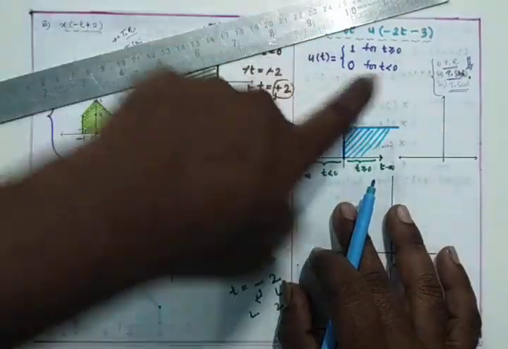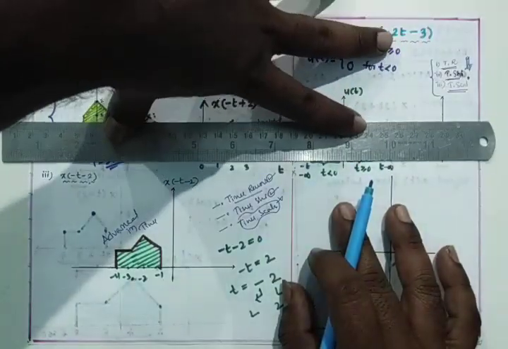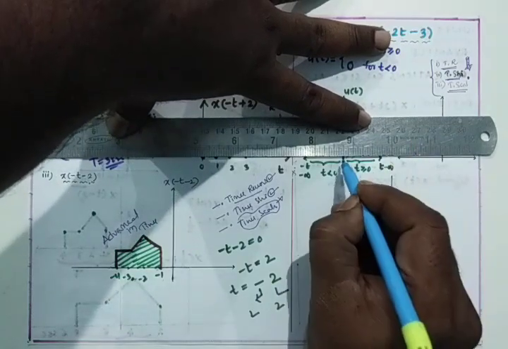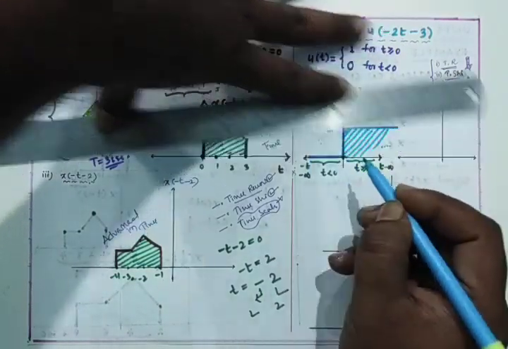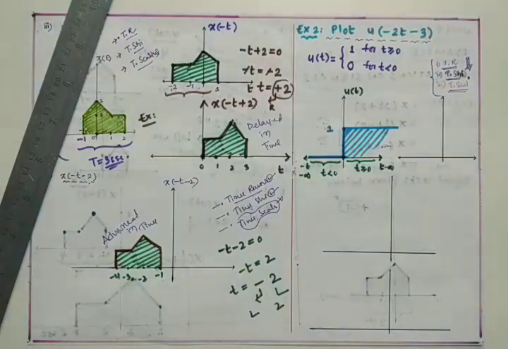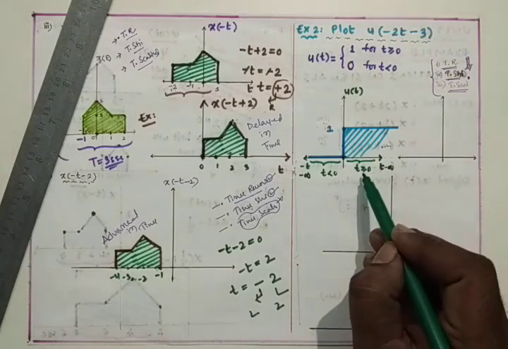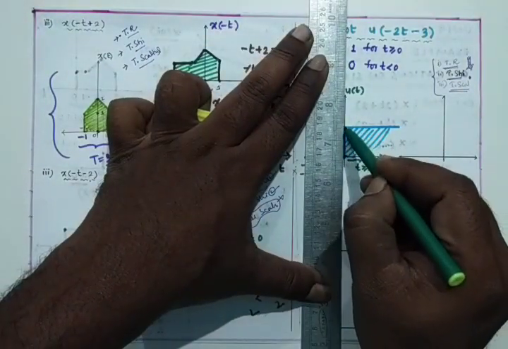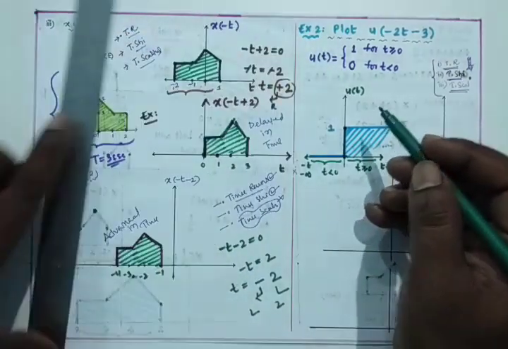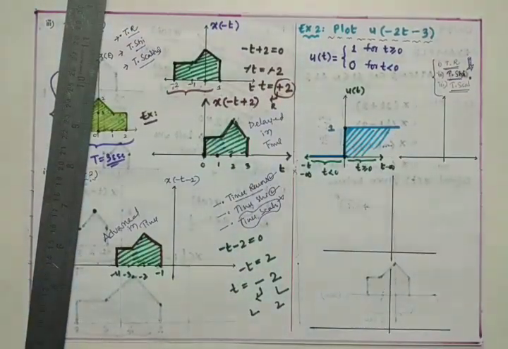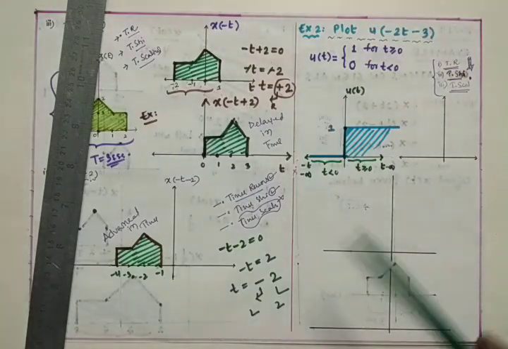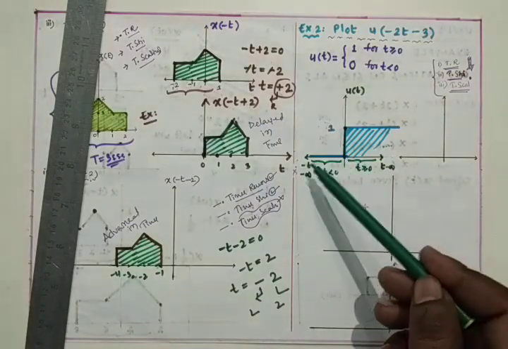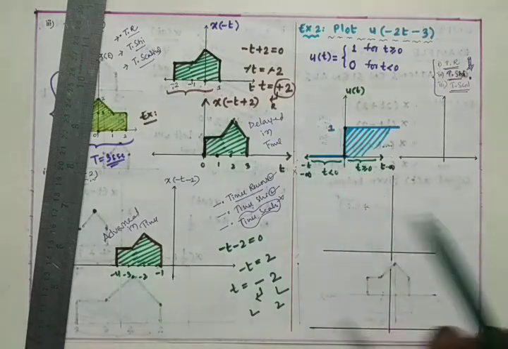What about t less than 0? For t less than 0, the amplitude is 0, so from 0 to minus infinity the signal amplitude is also 0. This is the unit step signal. For t greater than or equal to 0, the signal amplitude is 1 only, and for t less than 0, from 0 to minus infinity, the signal amplitude is 0.